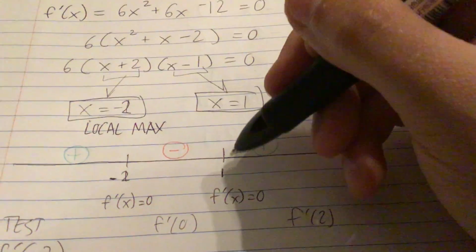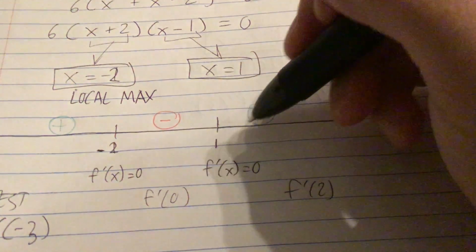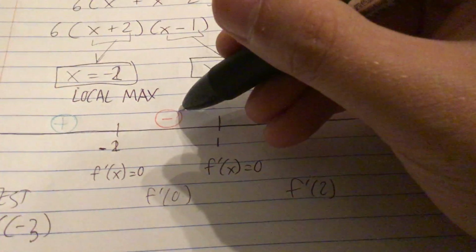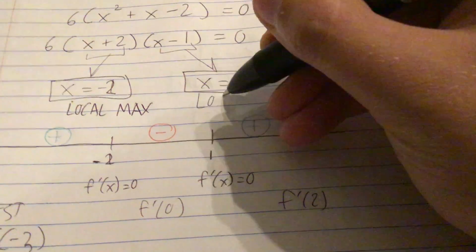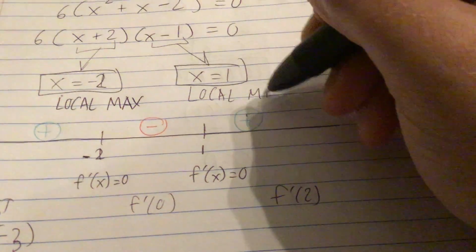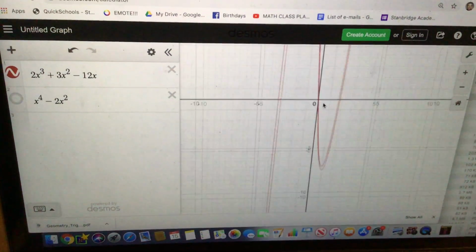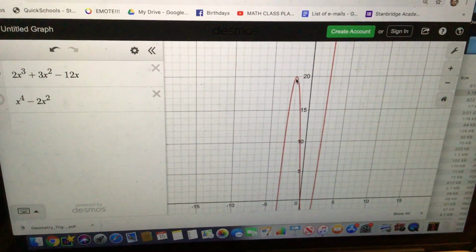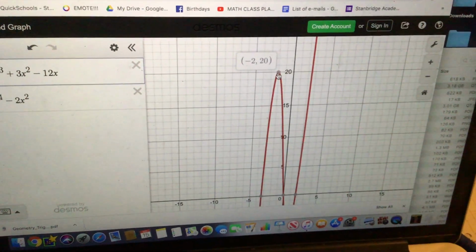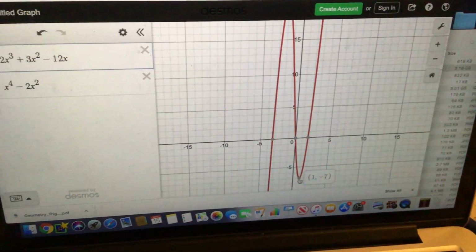Then, at x equals 1, the slope goes from -1 to 0 to rising again. Fall to stop to rise. Those are the characteristics of a local minima. And let's check with the graph. You zoom out. Ooh, yeah, so at x equals -2, that is a local max. At x equals 1, that is a local min.